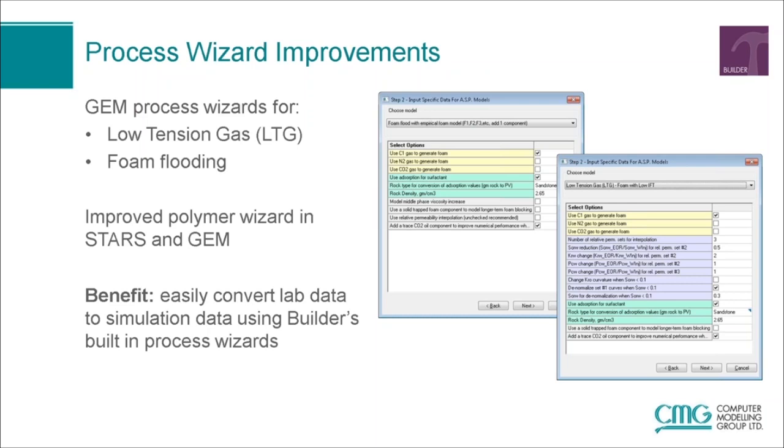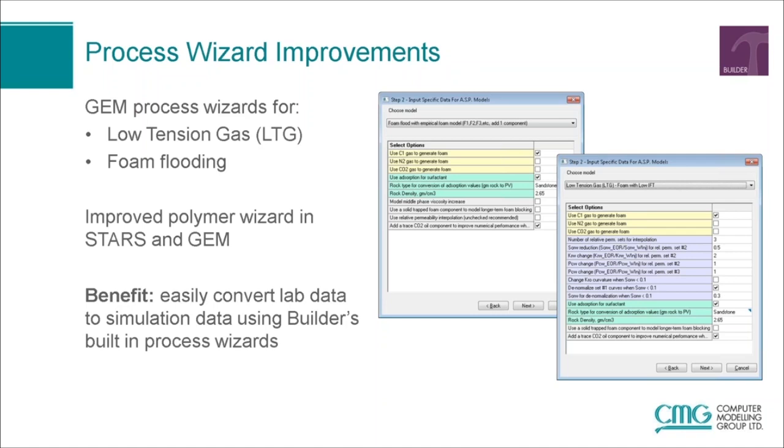So in 2017, there have been process wizard improvements in Builder to help support the building of GEM and STARS process models. And so in GEM, we've added two new process wizards, one for the low tension gas flooding and another for the foam flooding or foam injection. So again, if you're modeling these processes, we now have a wizard in Builder, which is going to help you more easily create these datasets from the PVT to the RELPERM data and anything else that might go along with them.